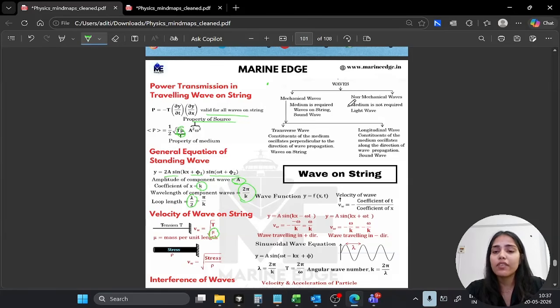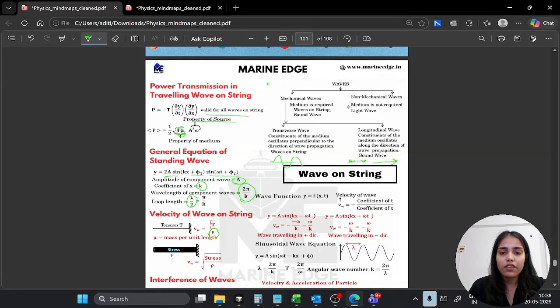Now in mechanical waves, again we have two types: longitudinal waves and transverse waves. Now what are longitudinal waves? These are the waves in which the oscillation of the medium is along the direction of the wave's propagation. So what does that mean? If these are the particles of the wave, they are vibrating on the same axis as the direction of the wave's propagation.